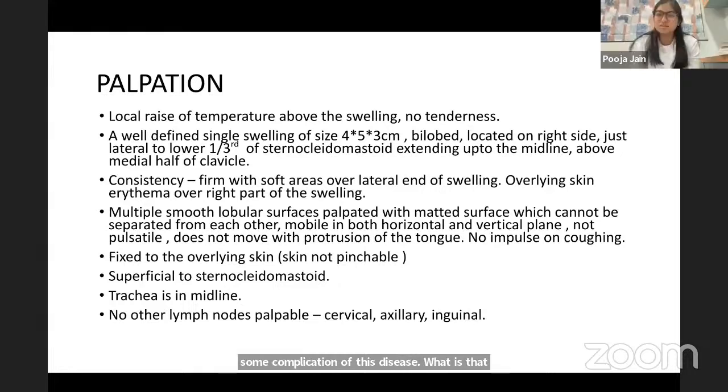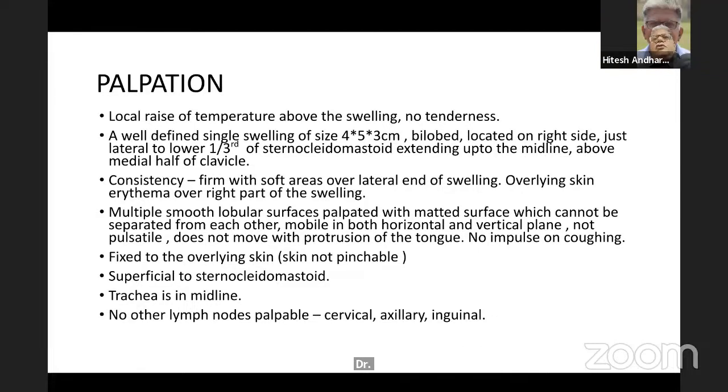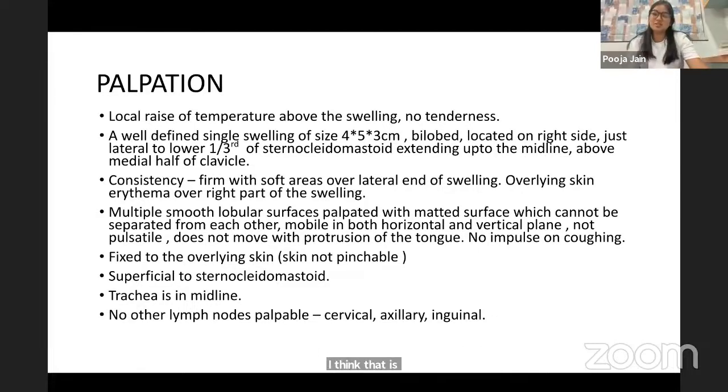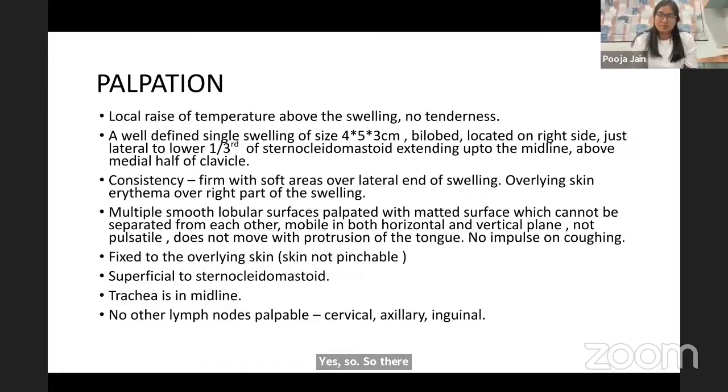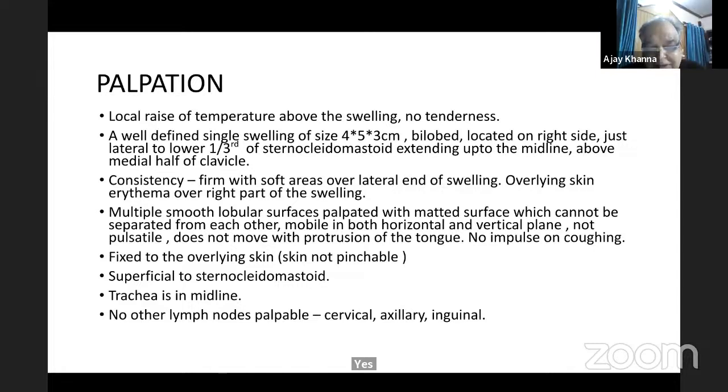Dr. Pooja? Yes, sir. I think there is jugular venous thrombosis, right? Yes, sir. In this patient, there was thrombosis shown. That also is an important documentation. Yes, sir. And why is there jugular venous thrombosis in this patient? Can you correlate these two pathologies?